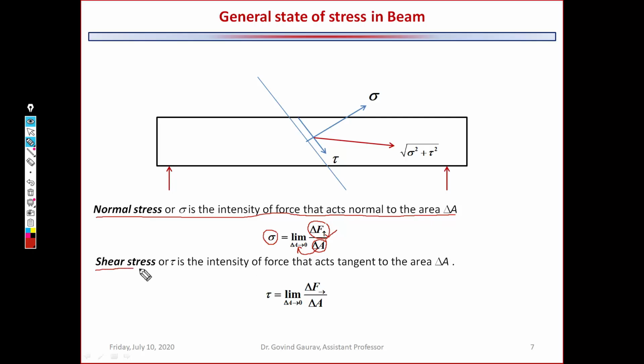The second type of stress that we can have on the plane which we have selected is the shearing stress. It is the intensity of the force that acts tangent to the area which we have selected, delta A. The shearing stress is given by delta F over delta A, where delta F is the force that is acting along the plane, and delta A is the area which we have selected. Again the same thing, delta A has to tend to 0. If we are interested in defining the stress at a particular point, that point has to be very small.